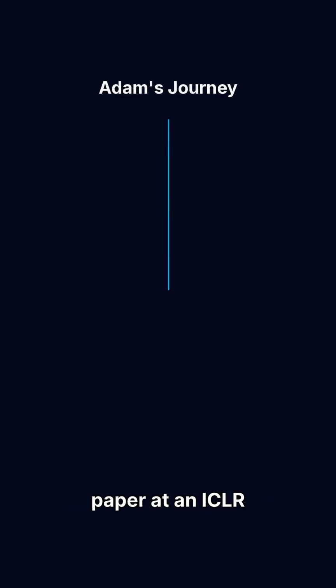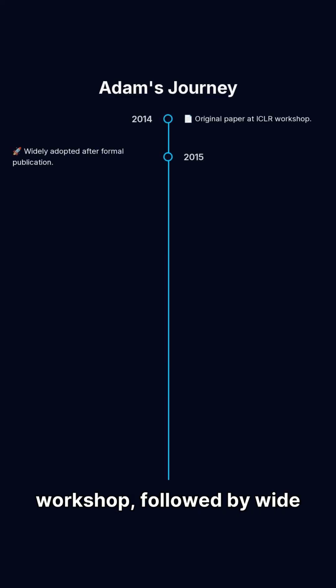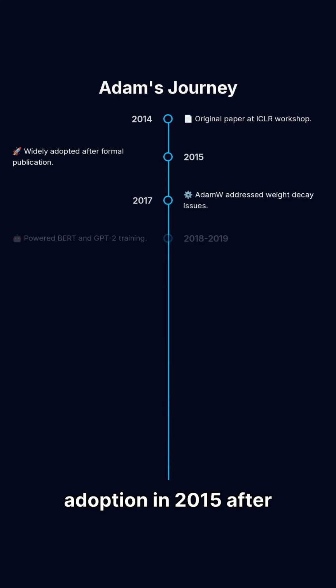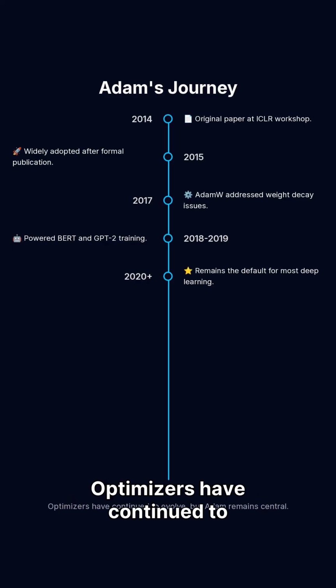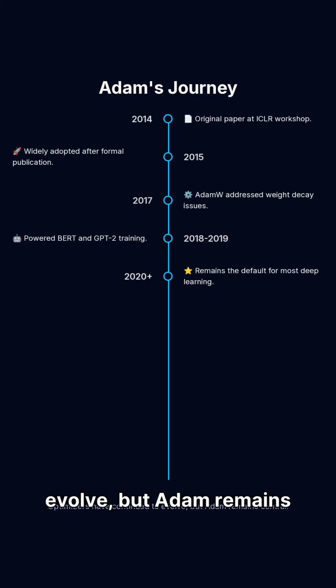Adam's journey began in 2014 with the original paper at an ICLR workshop, followed by wide adoption in 2015 after formal publication. In 2017, AdamW addressed weight decay issues. From 2018 to 2019, it powered BERT and GPT-2 training, and from 2020 onwards, it remains the default for most deep learning. Optimizers have continued to evolve, but Adam remains central.